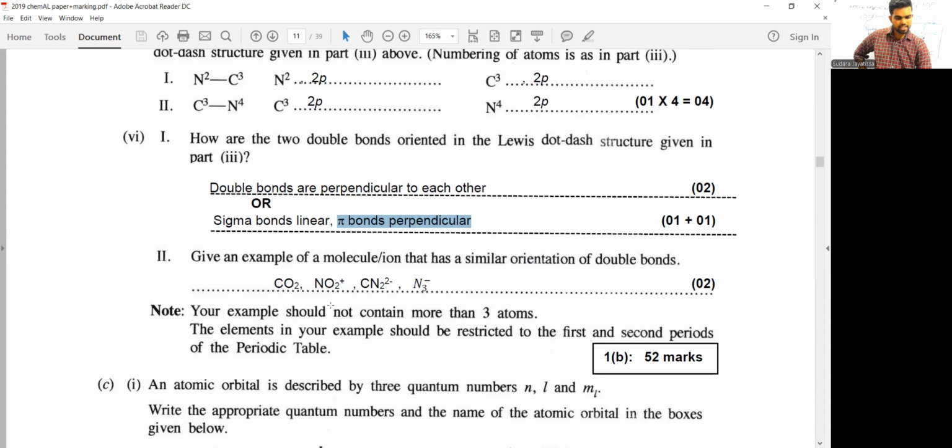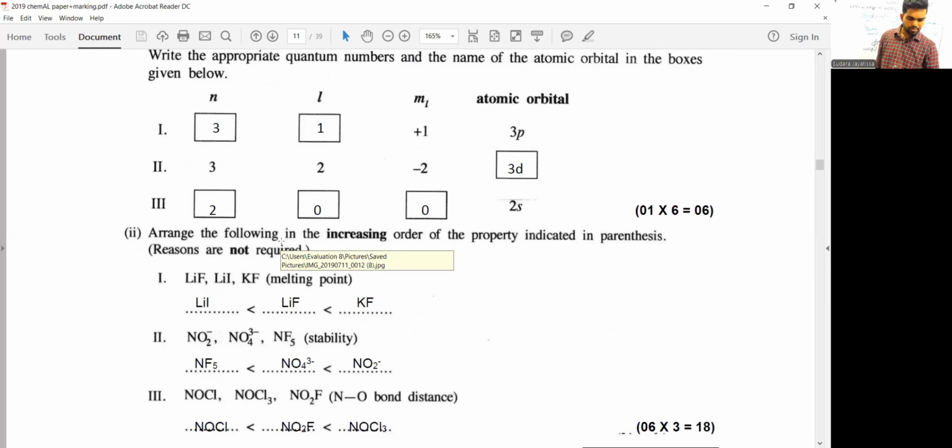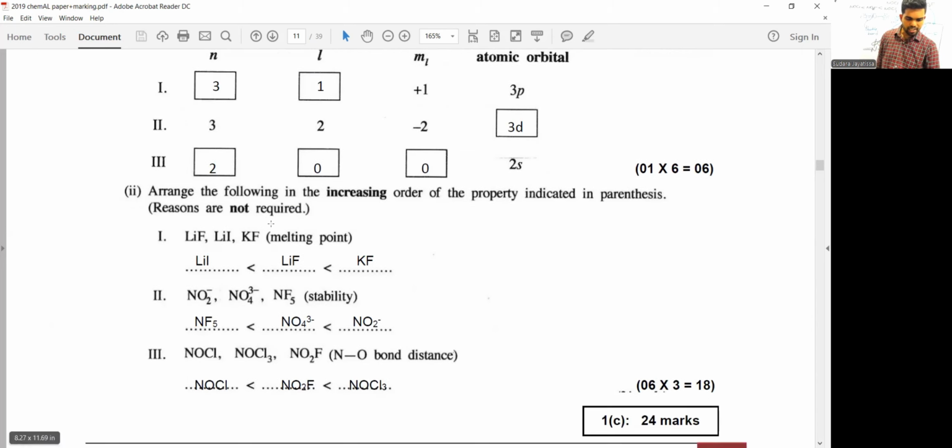And these are the other examples. CO2, I forgot this one, NO2 plus is an example. Draw these molecules. C2, CN2 2 minus I gave, and N3 minus also acceptable, because they are limiting the options. Now you have to write this one using the elements in the first and second periods. Answers for the quantum number question, and then you have answers for the stability and other things. Okay, so 100 marks.